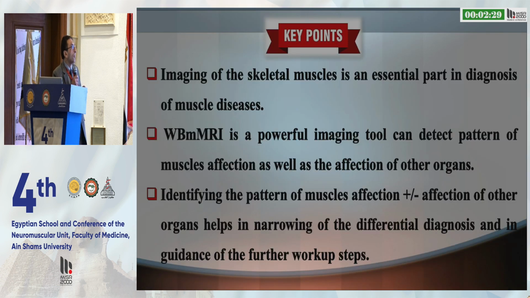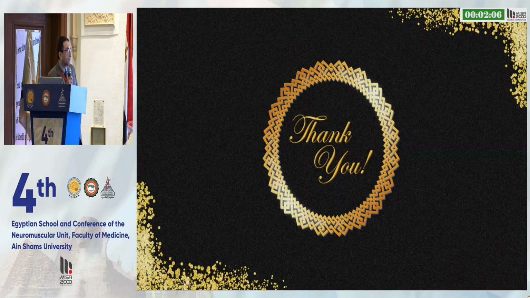The key point: imaging of the skeletal muscles is an essential part in diagnosis of muscle diseases. Whole body muscle MRI is a powerful imaging tool, can detect pattern of muscle affection as well as the affection of other organs such as the brain, as we mentioned. Identifying the patterns of muscle affection plus or minus affection of other organs helps in narrowing of the differential diagnosis and in guidance of the further steps in workup.